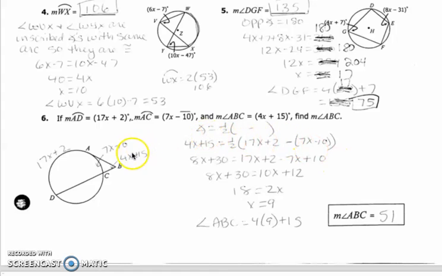This is the one where I have an angle that's outside of a circle. When I have an angle that's outside of the circle, the angle is 1/2 the difference in the arcs. So 4x plus 15 equals 1/2 of 17x plus 2 minus, and I want to subtract this whole thing. I'm subtracting 7x minus 10, which when I distribute that negative sign is negative 7x plus 10. So I combine these x's together and I get 10x. Combine the 2 and the 10 and I get 12. I subtract 8x to get 2x. I subtract 12 to get 18. X is 9. And I want to find the measure of angle ABC, so all I'm doing is substituting back in. 4 times 9 plus 15 is 51.